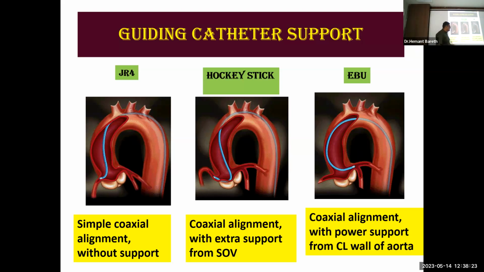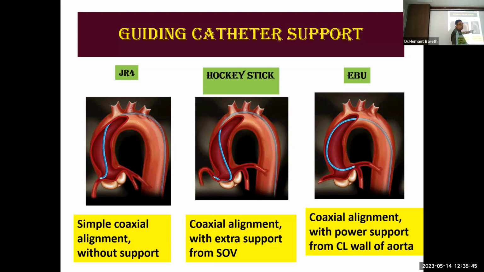If you take the hockey stick, now you see this is a hockey stick. It's like a hockey stick, and it is taking support from the root of the aorta. And then it is sitting inside the ostium. So the coaxial alignment is possible with some extra support.